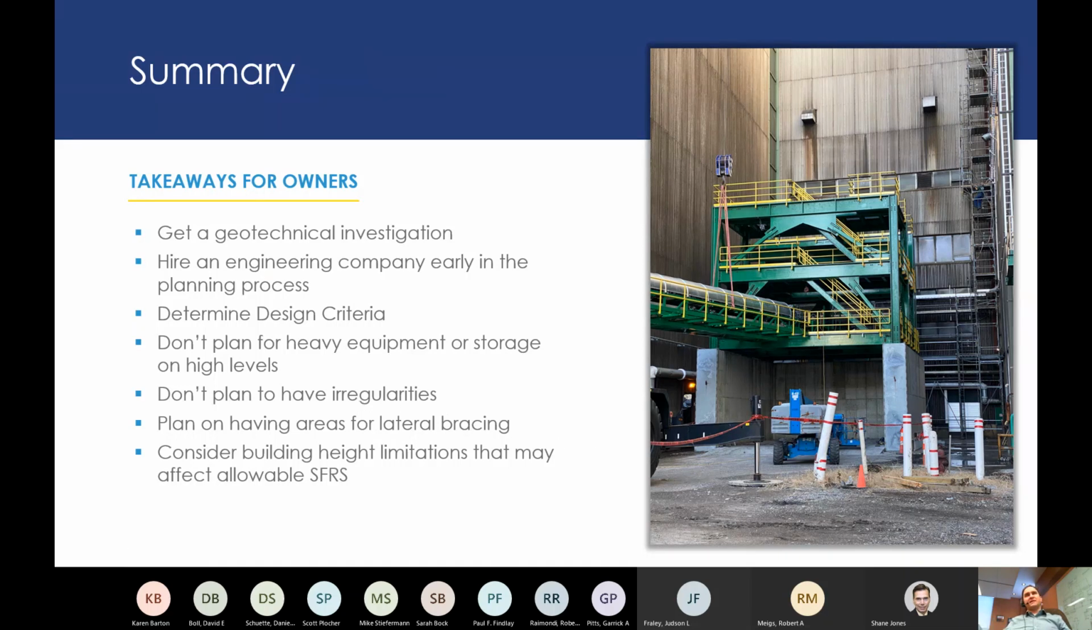Determine the design criteria, and that comes with hiring an engineering firm. We can walk you through the process and determine your seismic design category, occupancy category, and risk category. Don't plan on heavy equipment or storage on high levels if you can avoid it. And then avoid those irregularities that I talked about. Plan on areas for lateral bracing if possible. Again, lateral bracing in a steel frame structure is typically more economical than moment frames. And then consider the building height limitations and the allowable seismic force resisting system.